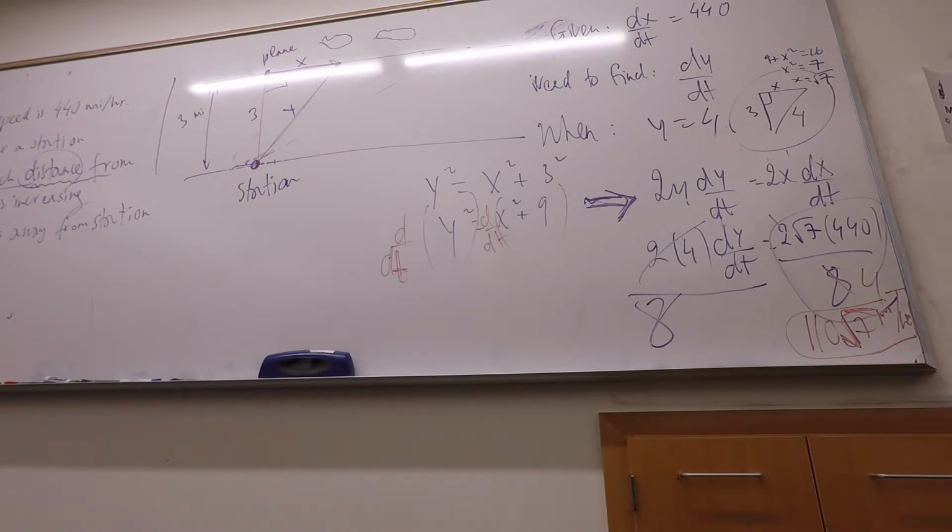What do you think? Nice. Make it look easy. Right, because the speed is always going to be positive. You don't get that negative. It's positive because it's increasing, right? The y is increasing. That's why dy/dt, the rate of change of y, is positive.